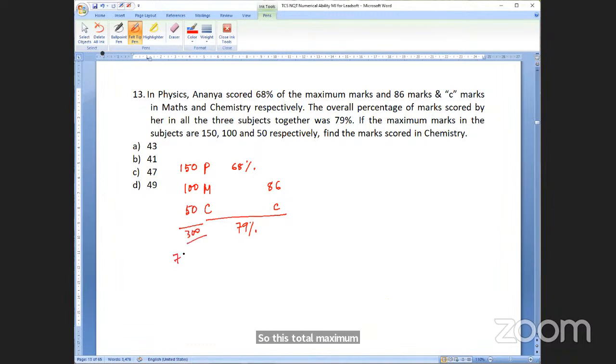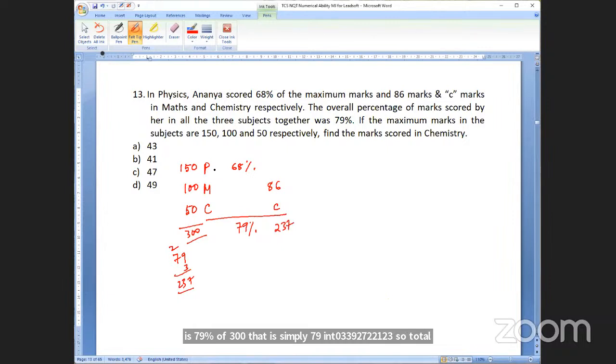Then how much is 79% of 300? That is simply 79 into 3. 3, 9, 27, 2, 21, 23. So total score is 237. Now we need the score in physics. Score in physics is 68% of 150. 150 into 68 by 100.